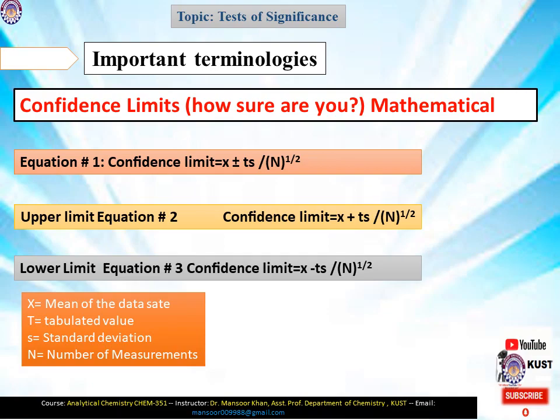where x is equal to the mean of the data set, t is a tabulated value which is already given in the textbook. We will calculate the t value at the particular number of degrees of freedom, where s is the standard deviation. We know how to calculate the standard deviation, and n is the number of measurements obtained by using experimental work in the laboratory.